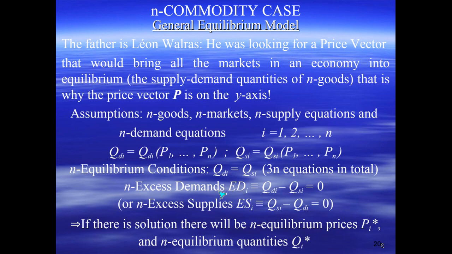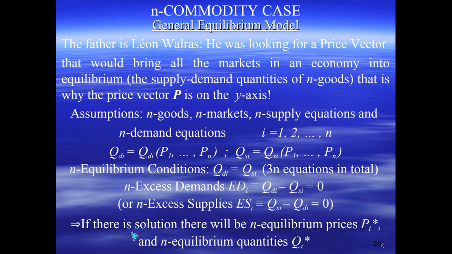So we have n excess demands as well. You can express this equilibrium condition as excess demands. So we can say n excess demands: EDi equals QDi minus QSi equals 0. Or n excess supplies if you wish: ESi equals QSi minus QDi equals 0. So if there is a solution, which is not guaranteed, sometimes there is none. It depends on the nature of the equations, and we will examine this more. If the equations are independent and we have enough independent equations for each variable, then we can solve it.